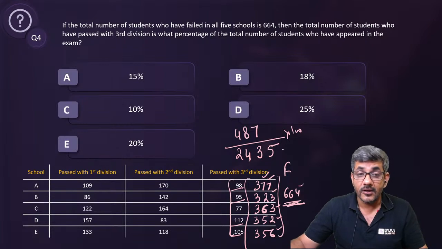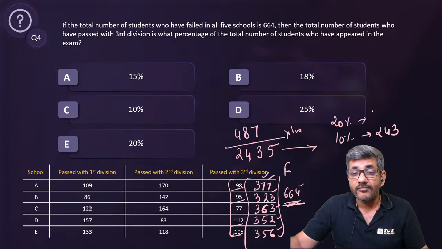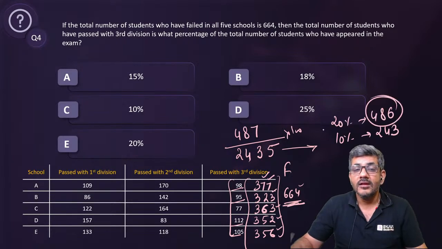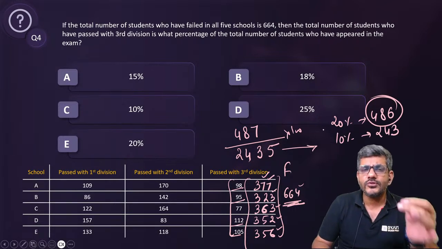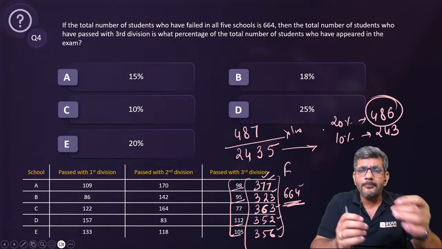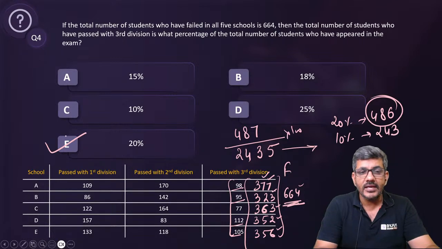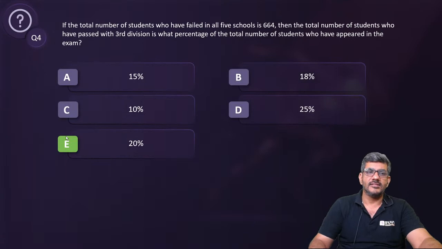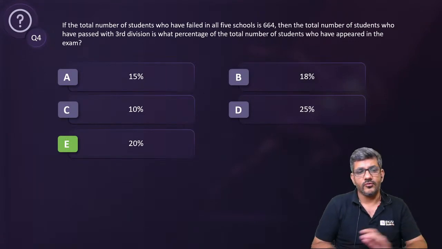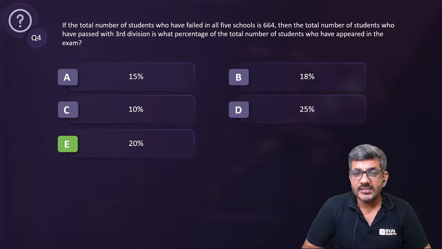What percentage is that? 2435 का 10% होता है 243. So 20% होगा 486. So if 20% is 486, then 487 is very close to 486. It will be like 20.1%, something like that. So of course, my answer is going to be option E. So E 20% is the right answer according to me. Yes, E is the right answer. That's the correct answer for question number 4. Okay. So 20% is the final answer for this last question.